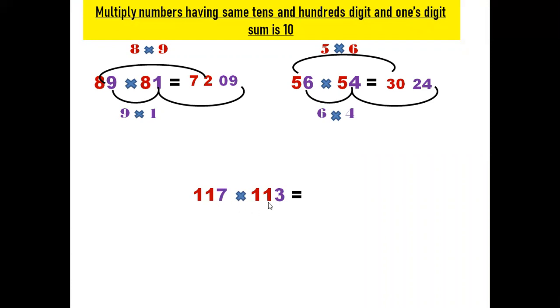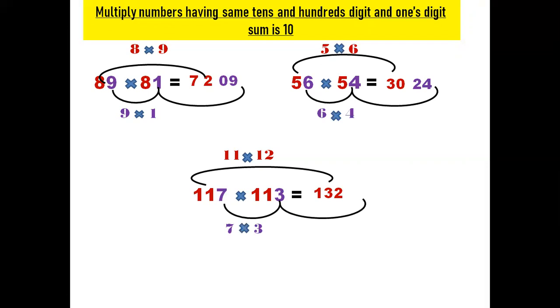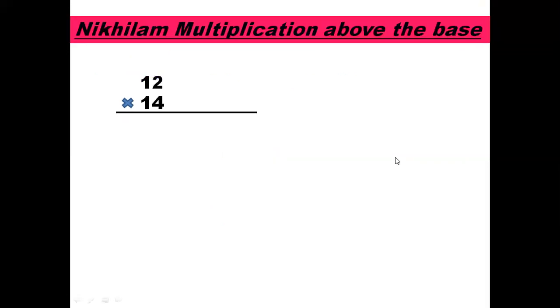Next we come to 117 multiplied with 113. So 1's digit is 7 and 3, we get 10. 7 plus 3 is 10. So 1's digit sum is 10. And 10's and 100's digit is 1, 1. So it is same. So after 11, which number comes? 12. We multiply 11 with 12, which gives us 132. Now again 7 into 3 gives us 21. So we write 21. So easily multiply.